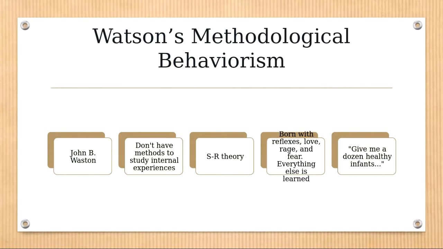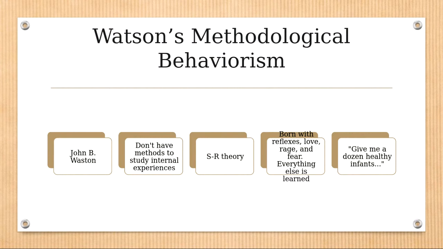Watson is famous for this saying, "Give me a dozen healthy infants, well formed, and my own specific world in which to bring them up, and I'll guarantee to take any one at random and train him to become any type of specialist I might select. Doctor, lawyer, artist, merchant chief, and yes, even beggar man and thief, regardless of his talents, penchants, tendencies, abilities, vocations, and race of ancestors." So basically, he was saying that if you give him an infant and let him control this infant's world and experiences, he can make this infant into anything that he wants.